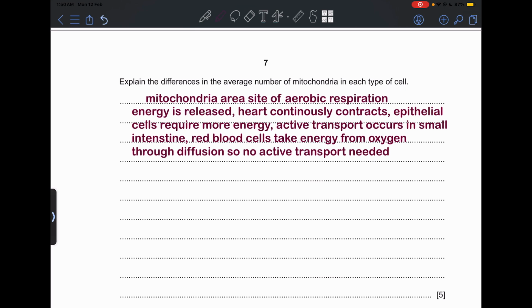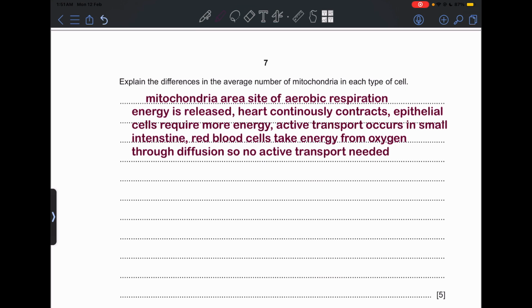And also, you have to say that the heart is always contracting, so it will require a high amount of mitochondria because it needs a high amount of energy. And also the epithelial cells require more energy, so there will be more mitochondria found there. Active transport occurs in the small intestine, so that will require mitochondria to be present.